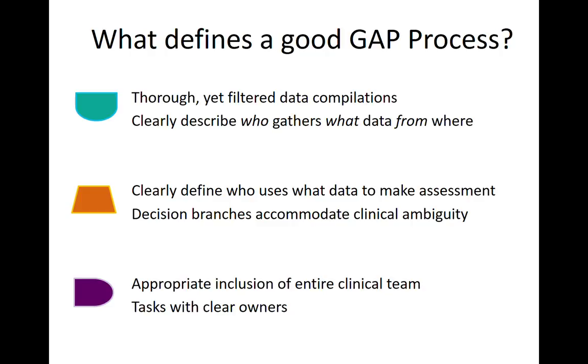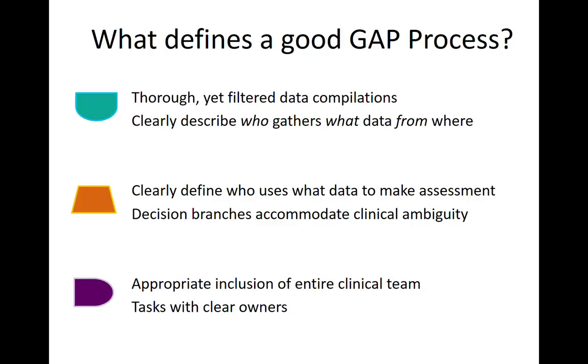Finally, let's review some characteristics that define a good GAP process map. First, as far as your gather steps are concerned, it's important to make your data compilations thorough yet filtered. It's also important to clearly describe in your in-detail table who gathers what data from where. With regard to your assessment steps, it's important to clearly define who uses what data to make the assessment.